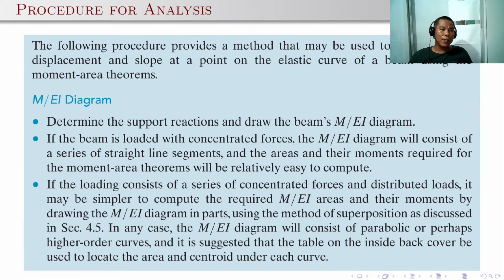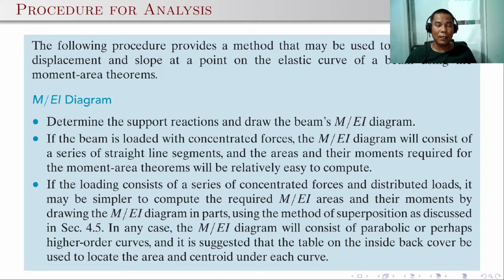So we have here the procedure for analysis. The following procedure provides a method that may be used to determine the displacement and slope at a point on the elastic curve of a beam using the moment area theorems. For the M over EI diagram, determine the support reactions and draw the beam's M over EI diagram. You can draw it using the classical way, drawing the shear diagram first and then the moment diagram, then dividing by EI. Or you can also use the method of superposition.